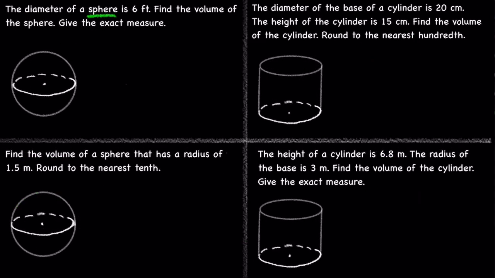The diameter of a sphere is 6 feet. Find the volume of the sphere. Give the exact measure. The volume of a sphere is V equals 4/3 pi r cubed. We see that we need the radius to use the formula. So the first step is to divide the diameter by 2 to get the radius. 6 divided by 2 is 3.